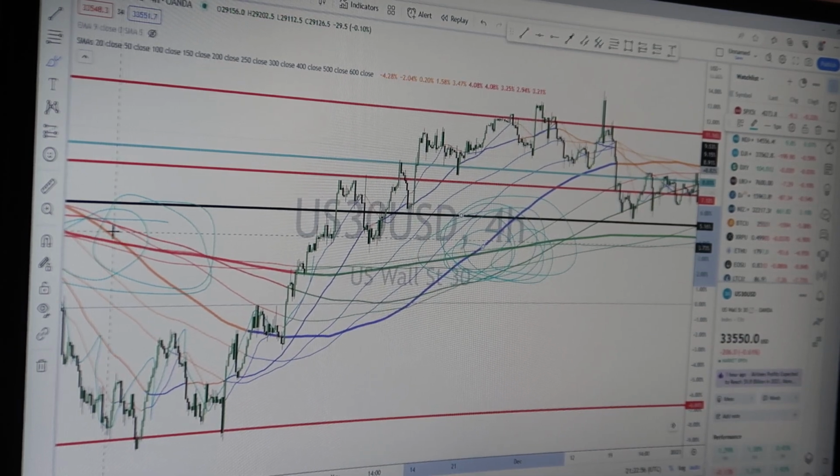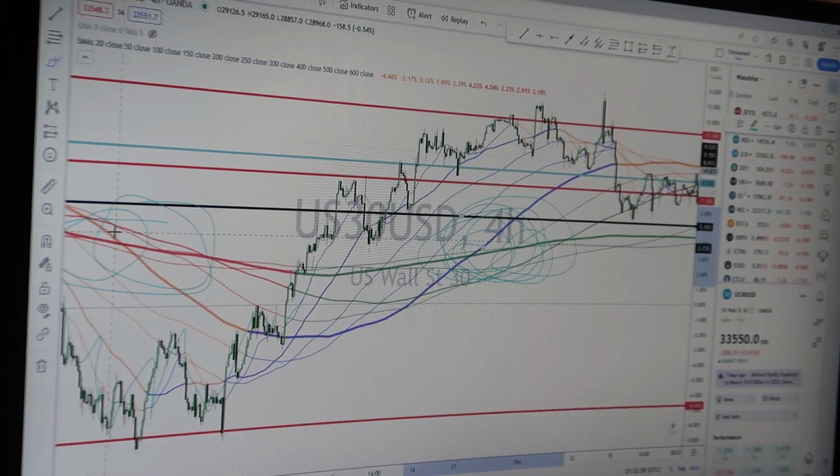So when we have these two lines crisscross and the orange turns to blue, or the green turns to red, we are in a downward pattern.